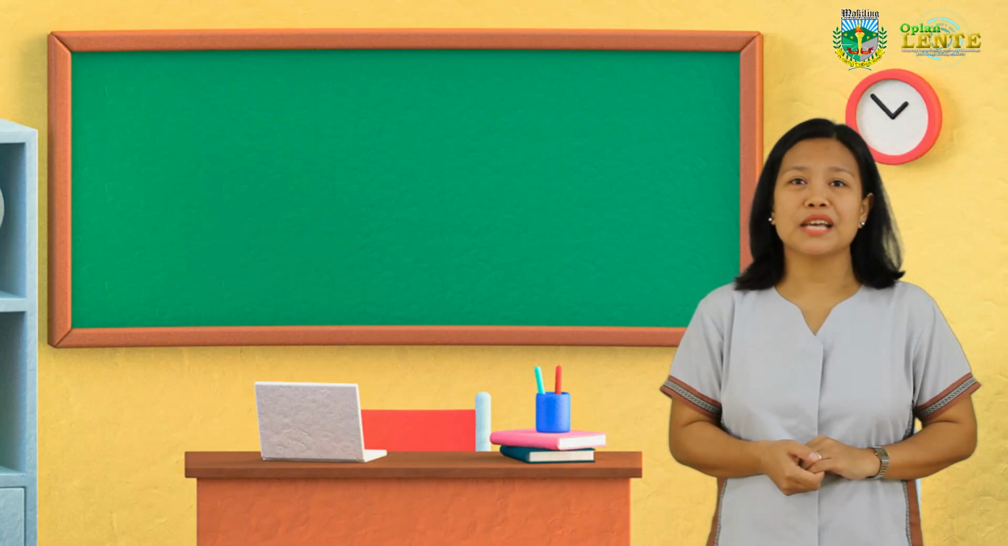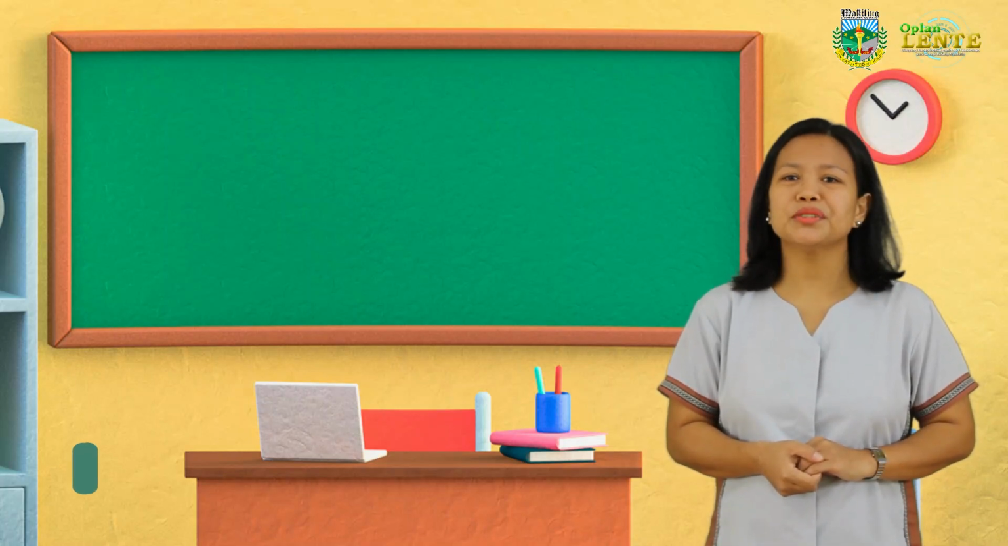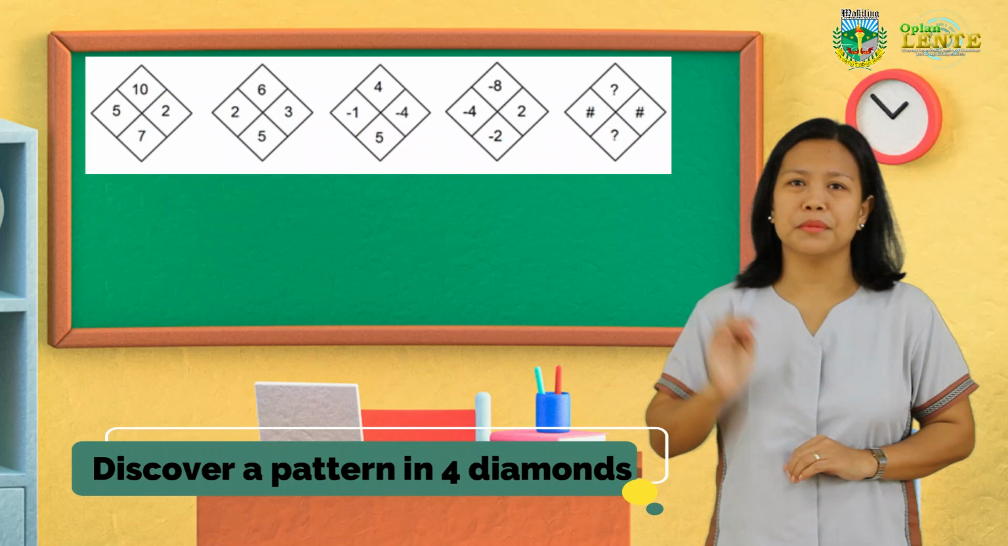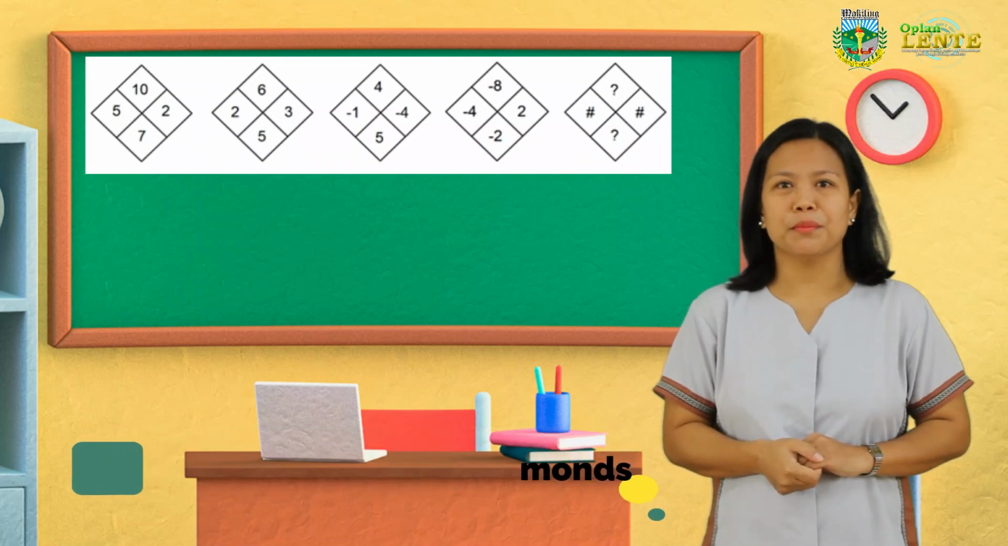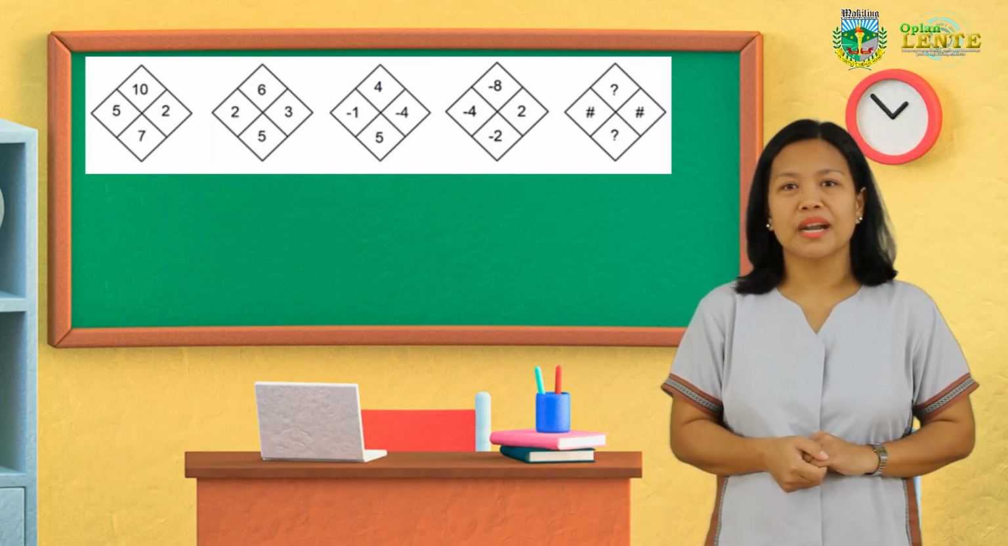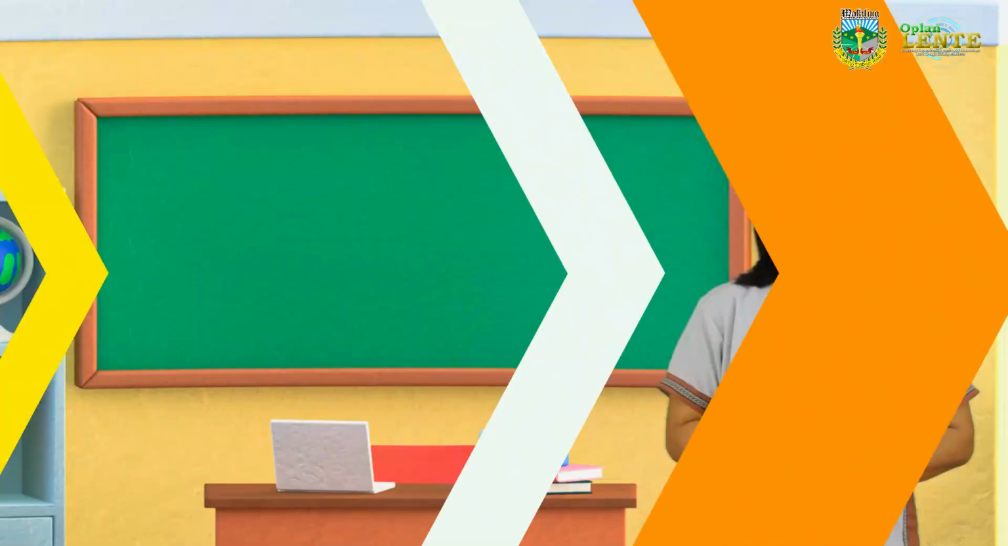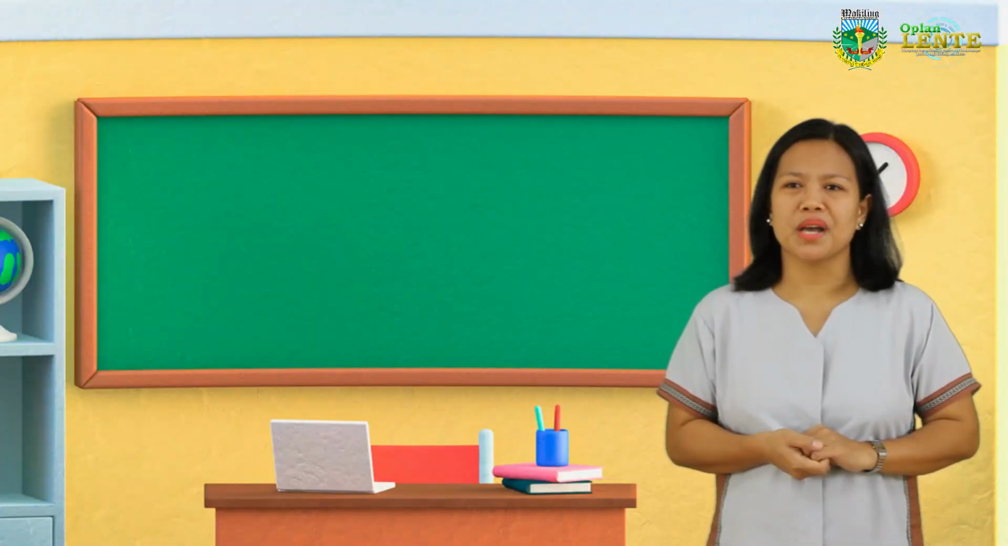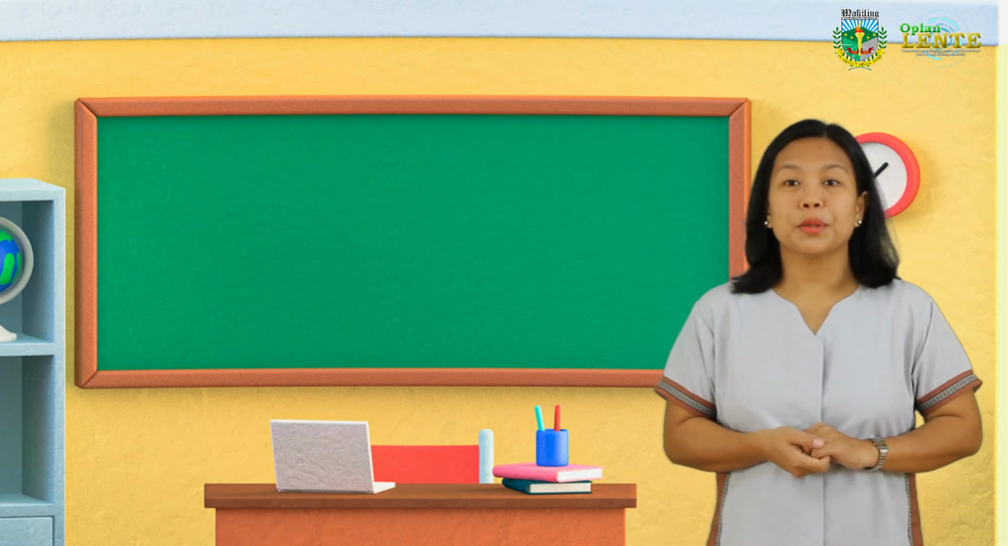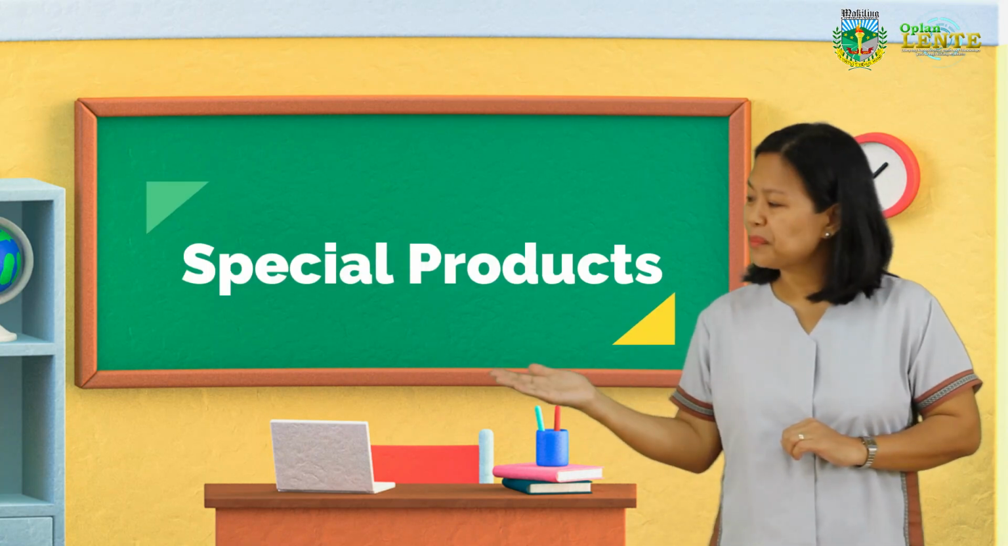To start with our lesson for today, try to discover a pattern in 4 diamonds. In the 5th diamond, try to give a number and find the unknown. There are binomials or trinomials that when you multiply, the products form a pattern. Such are called special products.